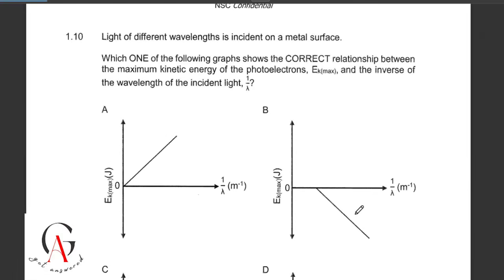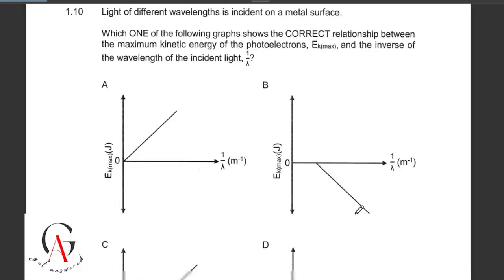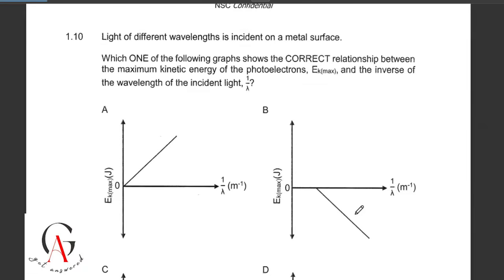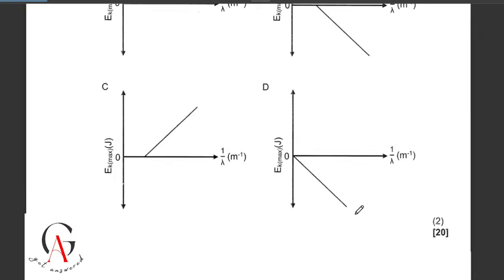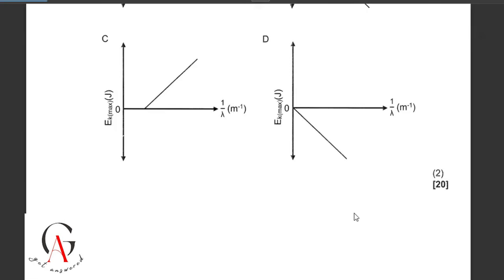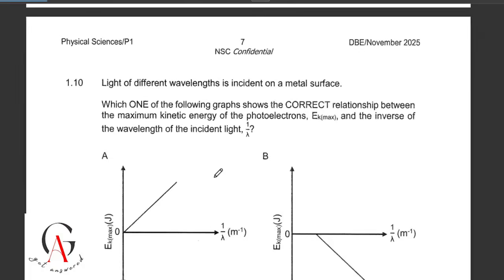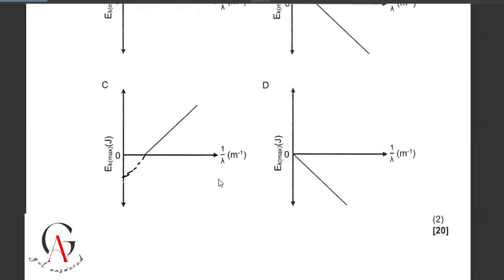Question 1.10: light of different wavelength is incident on a metal surface. Which of the following graphs shows the correct relationship? What we normally know is that the kinetic energy must always start on the negative side to cover for the work function. So I'll go with option C as my answer.